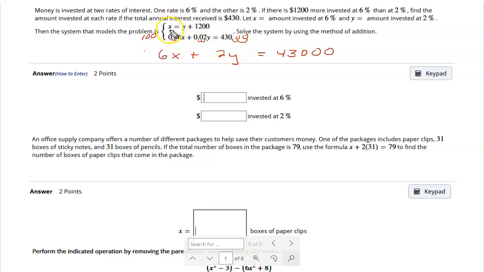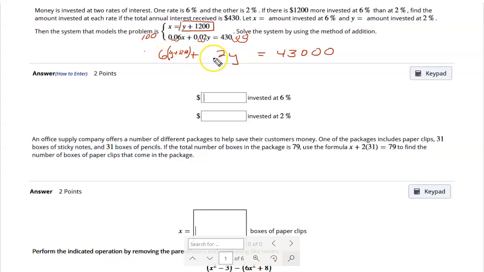Now, here they're telling us what x is. X is this. So the method I would use, wherever there's an x, I'm going to substitute y plus 1200. So there's my x. I'm going to erase it. And I'm going to put here now the substituted value, y plus 1200. Didn't give myself a lot of room there.